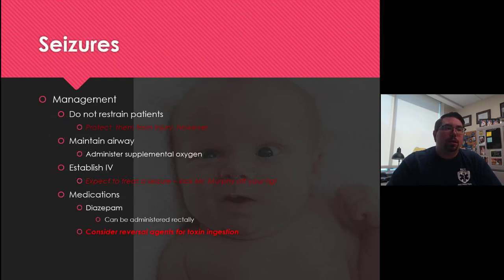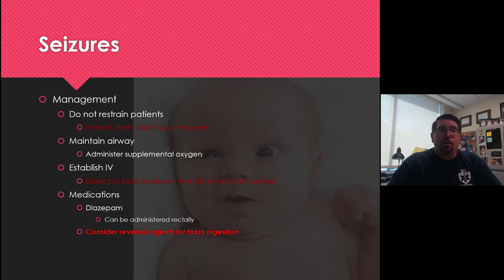Now, for our management, we want to first recognize we're not going to restrain the patient. Oftentimes, parents will want to hold the child in a secure position to help protect them or to stop the seizure. Oftentimes, that will cause more harm, more muscle damage, and the potential where it could even cause small fractures within the bone. We want to protect them from injury, but don't restrain them.